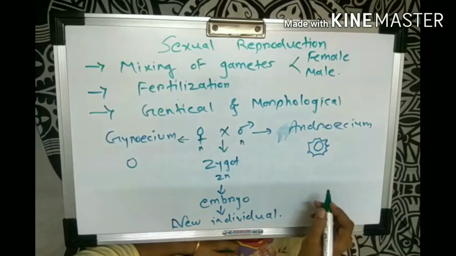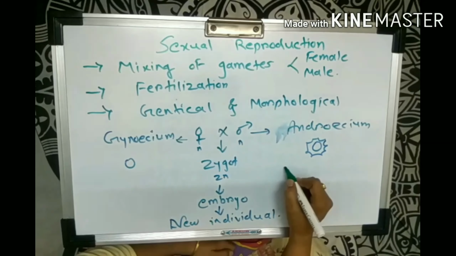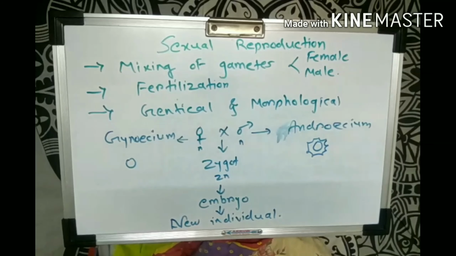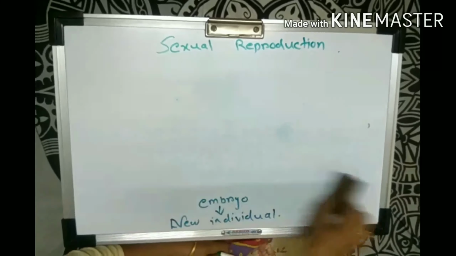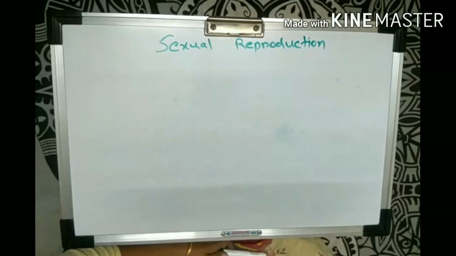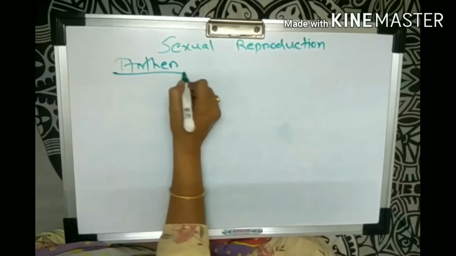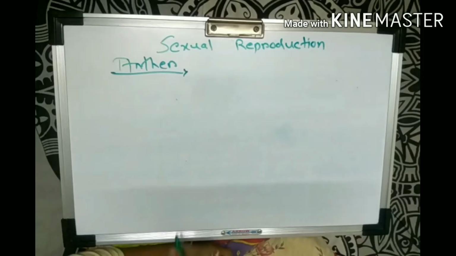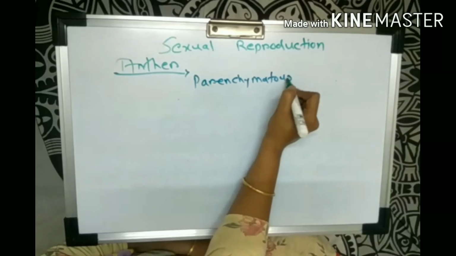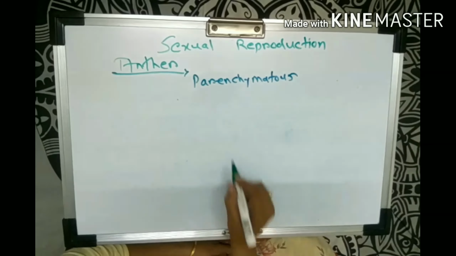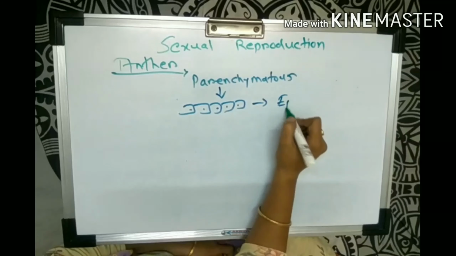Today, one by one, we are going to take topics. Today we are starting with the structure of anther. The immature anther shows a group of cells called parenchymatous cells, having a single flattened layer as a covering called epidermis.